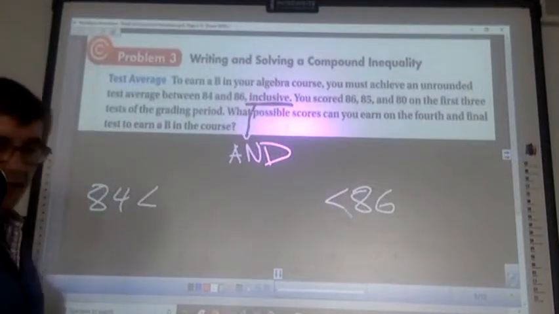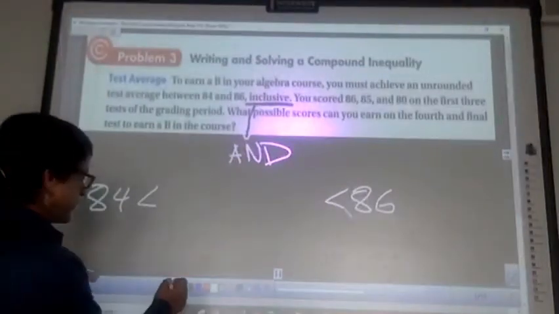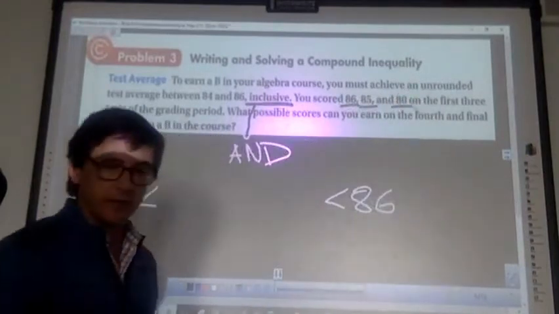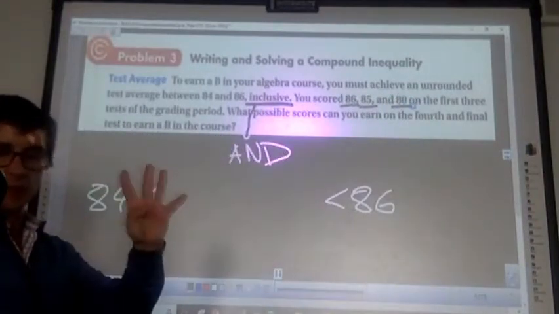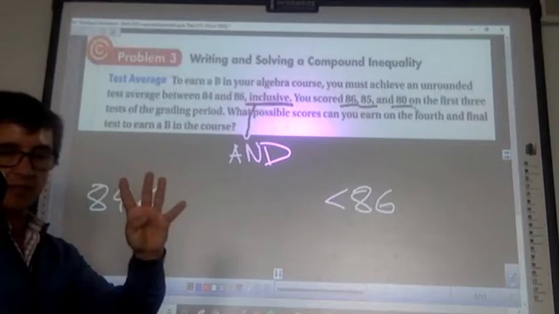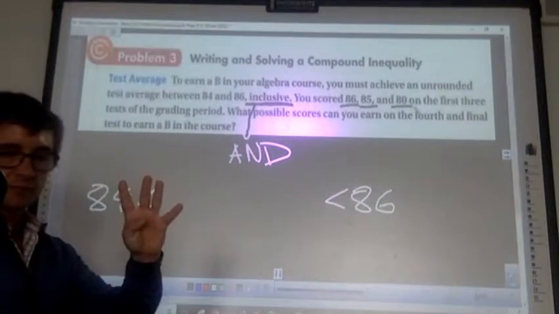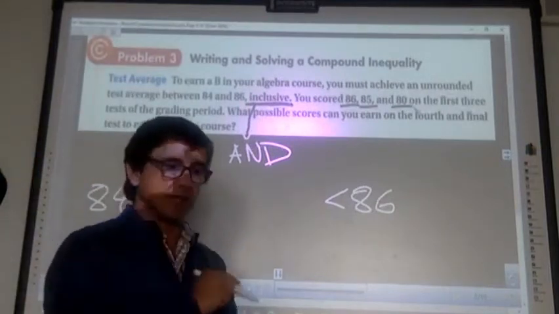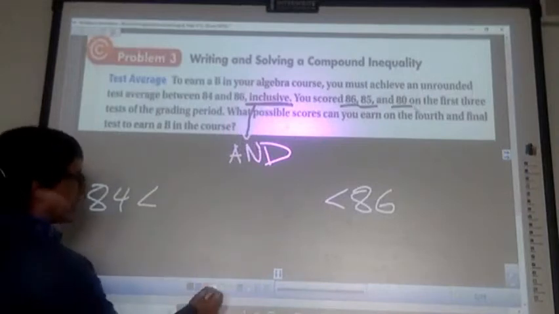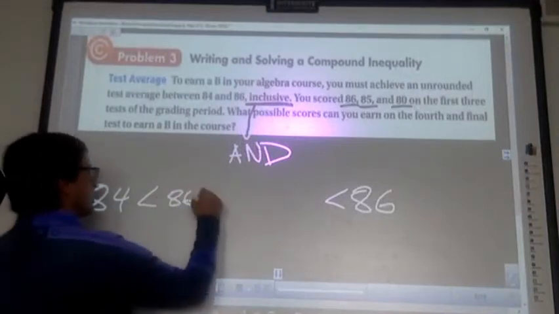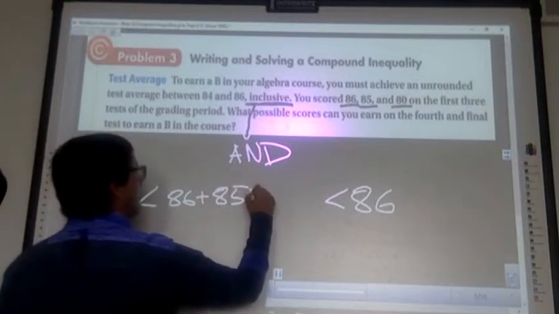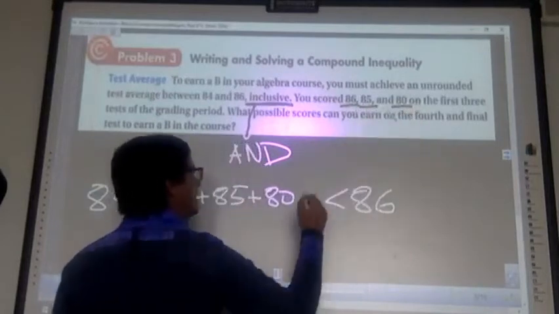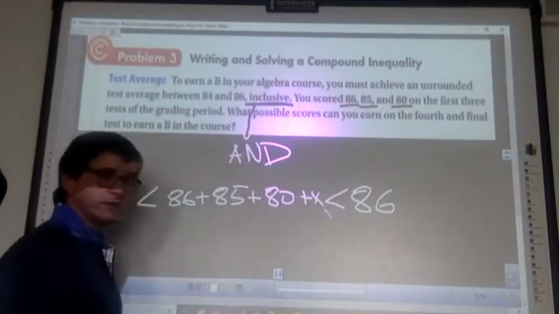I know I'm going to have some kind of variable in the middle, but what's different about this problem is I have 1, 2, 3 numbers in the middle, and then I have the 4th test. So what do I need to do to represent the 4th test? Plus 4 in there, our math gang sign, we need an X in there as well, right? So we're going to have 86 plus 85 plus 80, those came from right here, and then I have to add the X.